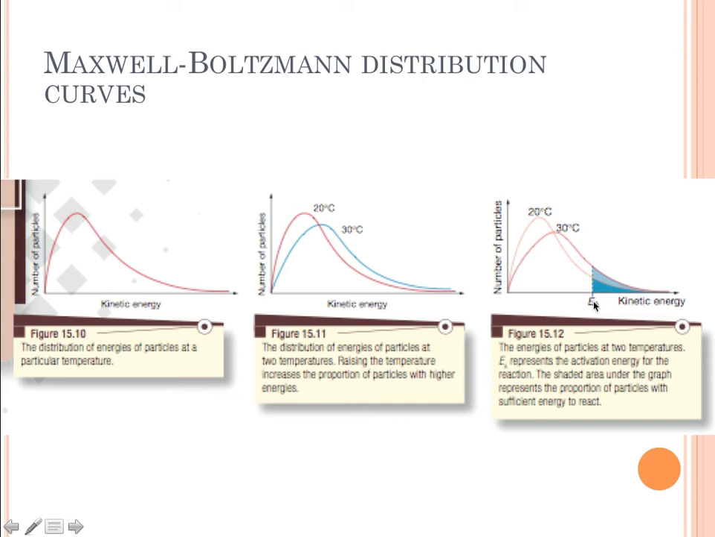Now if we then draw on our activation energy, we will see that at that point here, if we look underneath the 20 degree line, only those particles there are going to react. If we look underneath the 30 degree, well, we've increased the area under the curve there. Okay? And by increasing the area under that bit of the curve, then we've got more particles there, so more of them are going to react.